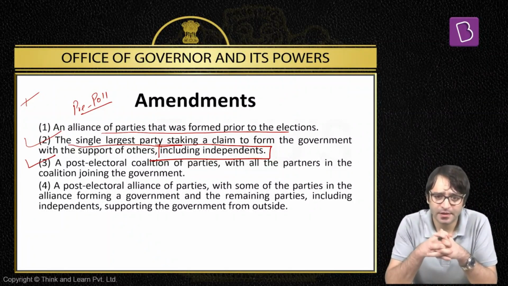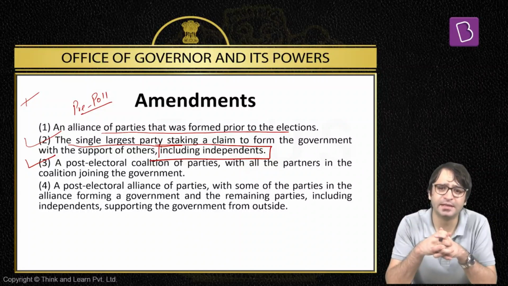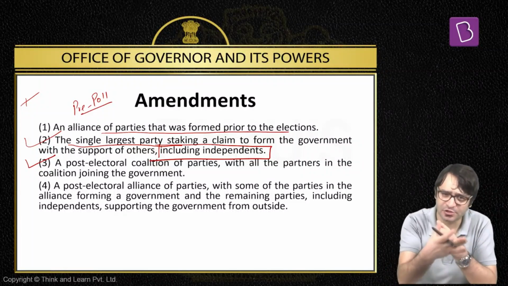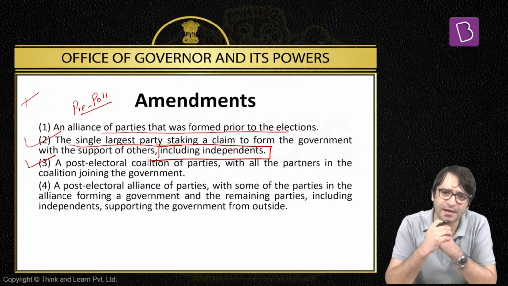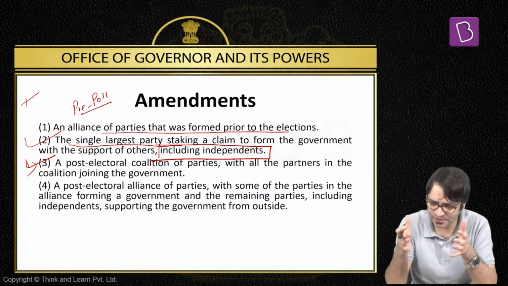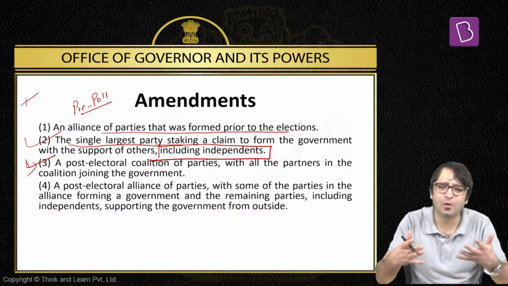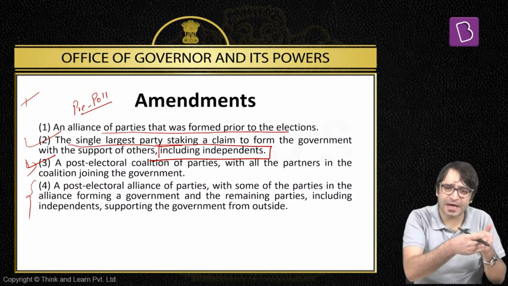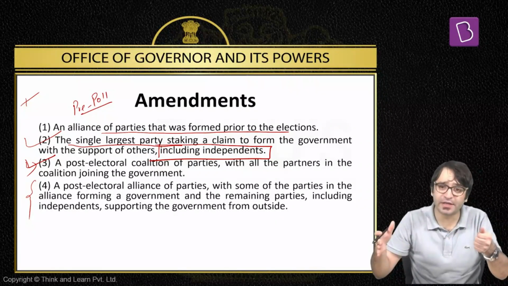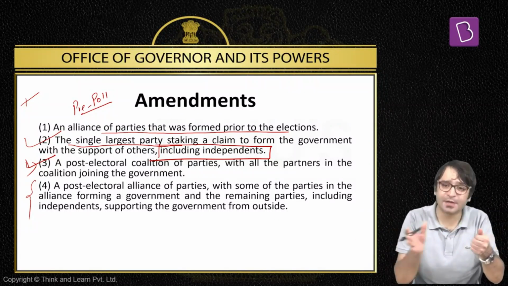For example, Maharashtra. No political party was in a position to form the government in 2019 elections. Okay? Pre-poll alliance was Shiv Sena and the BJP. If they refuse to form the government, then invite BJP, which is the single largest party. If even then they're not in a position to form the government, invite a post-electoral coalition of parties, which is Shiv Sena, NCP, and the Congress. Even if this combination is not possible, then fourth option. Post-poll alliance. After the elections, few political parties coming together to form the government, and some political parties supporting this government. Not joining this government, supporting this government from outside.